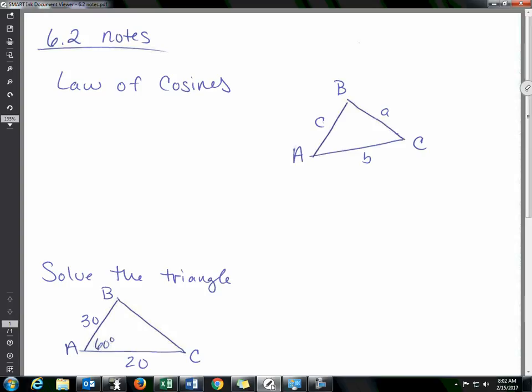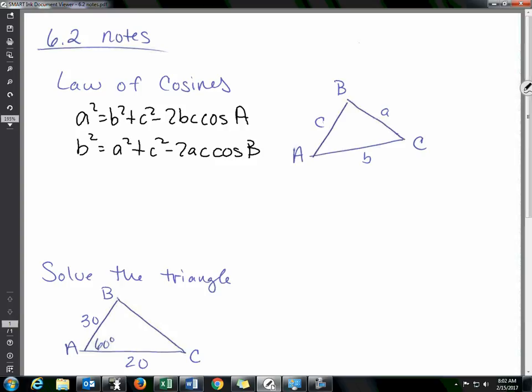Okay, so the formulas: a squared equals b squared plus c squared minus 2bc cosine of A. That's one formula. And we have b squared equals a squared plus c squared minus 2ac cosine of B. And then the third one is c squared equals b squared plus a squared, minus 2ab cosine of C. It's three separate formulas. You just have to pick and choose based on what you're given.